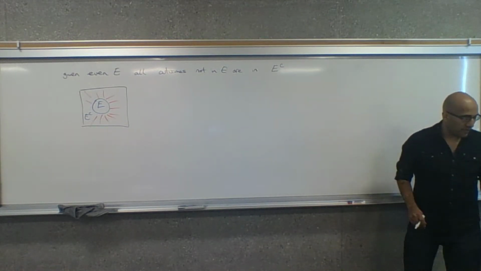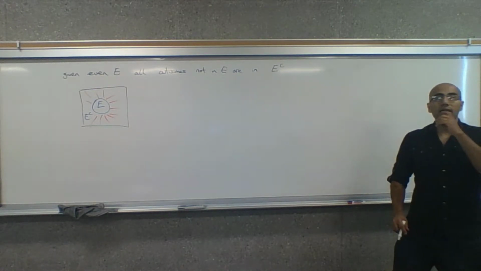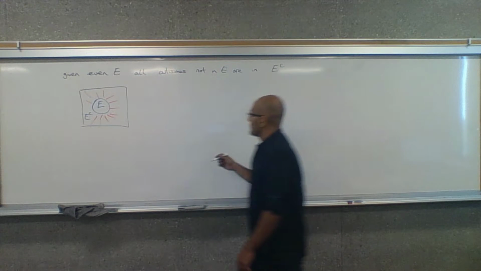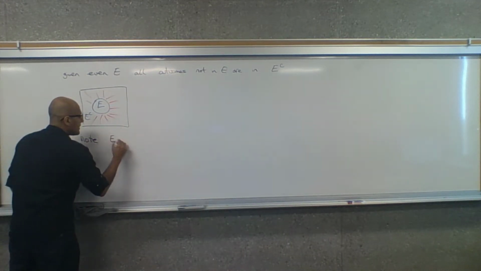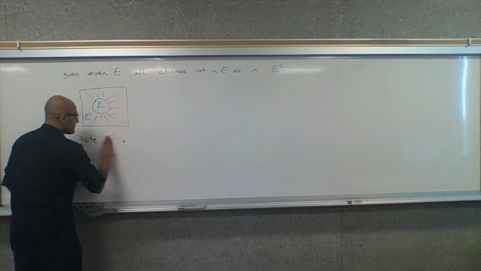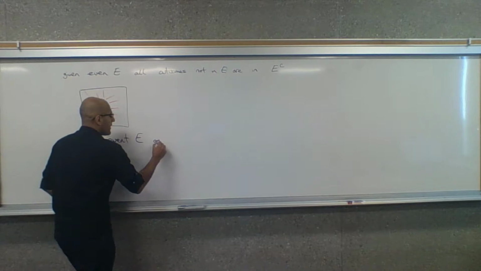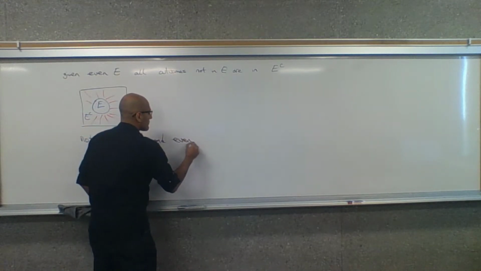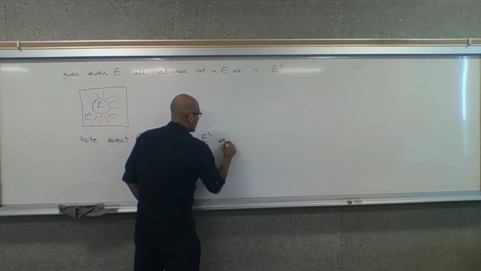So then we can say that E complement and E are disjoint. So note that event E and event E complement are disjoint.